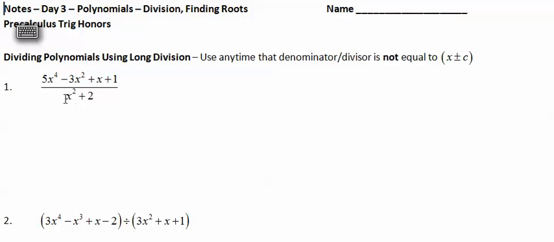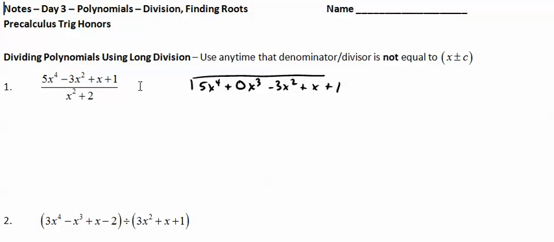So if I look at this one and I need to do division, I notice it's x squared. Can't use synthetic. I'm going to have to use long division. So I'm going to draw my house. I'm going to write 5x to the fourth minus 3x. There's no x to the third, so let's make sure we put in a placeholder for the x to the third. Minus 3x squared plus x plus 1, and we're going to divide by x squared plus 2.